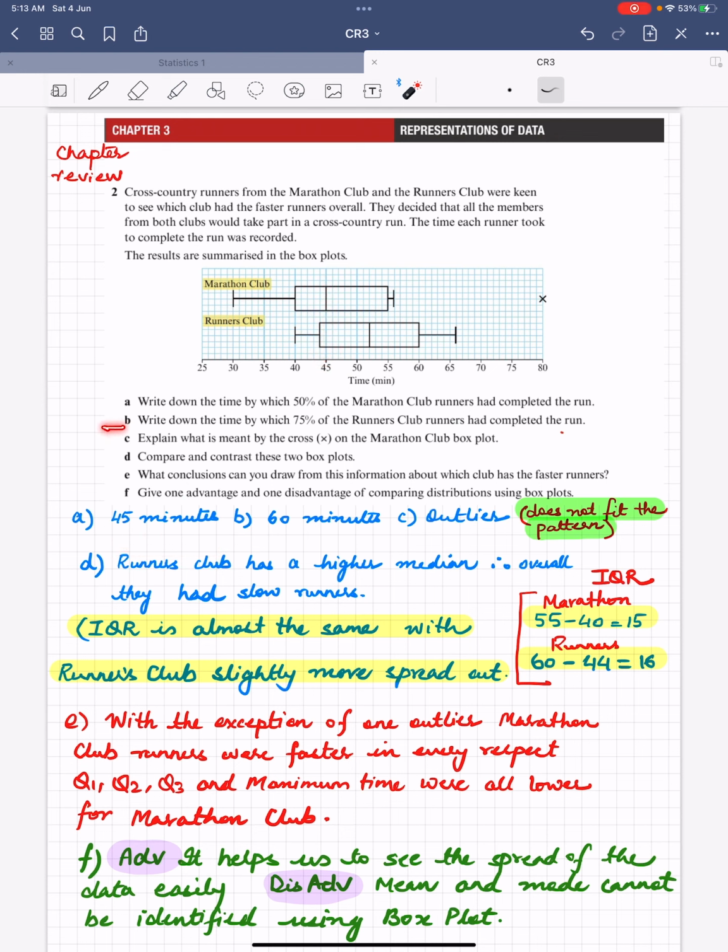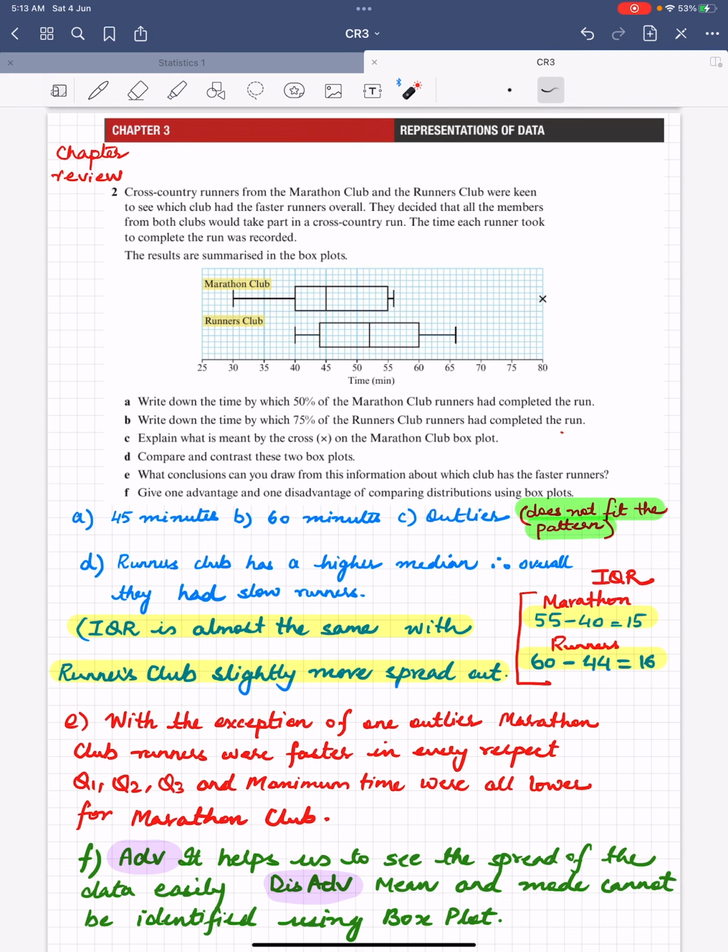Question B, write down the time by which 75% of the Runners Club had completed the run. 75% corresponds to the upper quartile, and 75% of the members of Runners Club finished the race at 60 minutes.